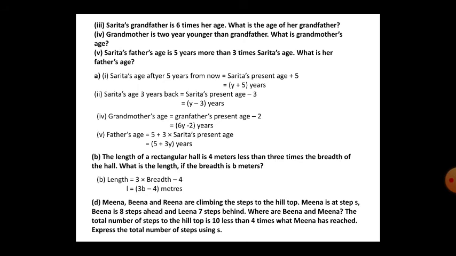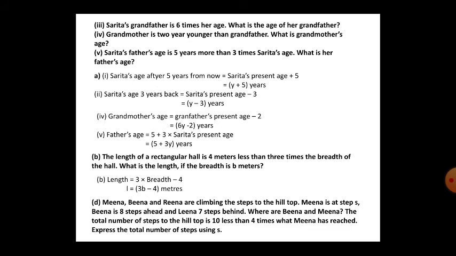Meena is at step s. What is the total count? They are not given, they are expressed. Meena's steps is a variable, so variable s. Beena is 8 steps ahead, means 8 steps forward compared to Meena. And Leena is 7 steps behind compared to Meena, less. Where are Beena and Leena?